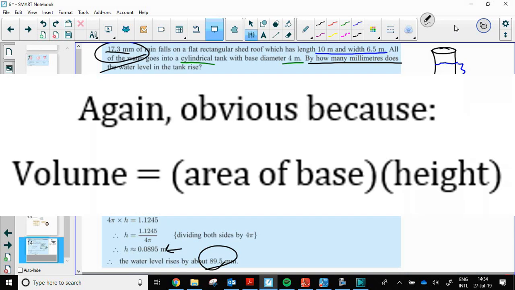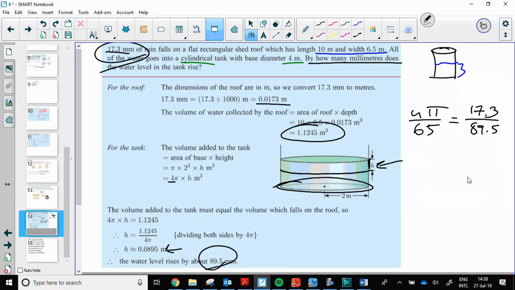The area of water collection is going to be inversely proportional to the height that the water level will rise within that area.